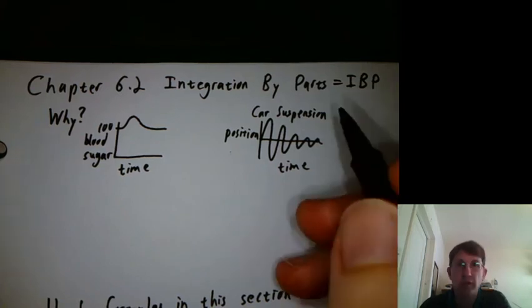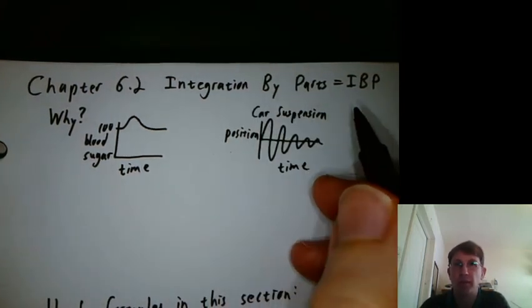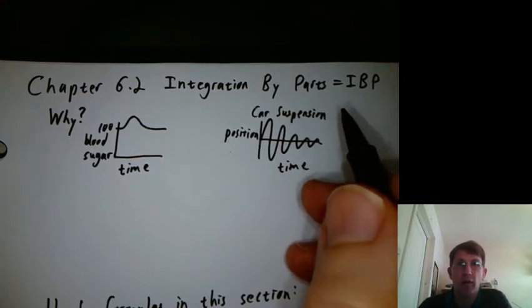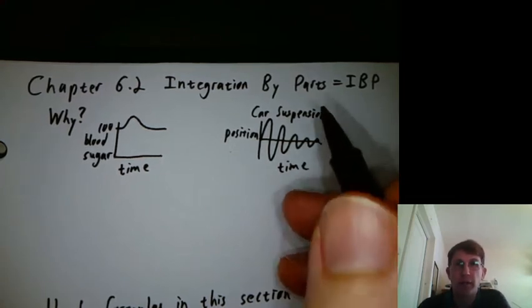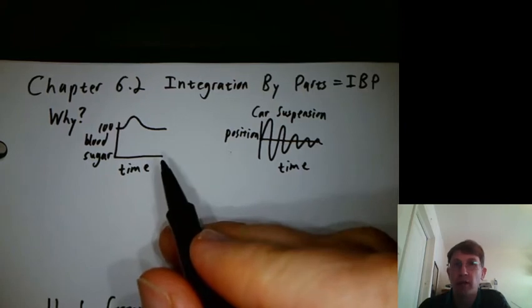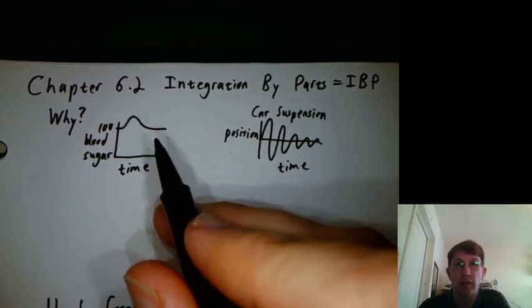Let's start chapter 6.2, which is called Integration by Parts, which we'll abbreviate as IBP a lot. Why should we care about integration by parts? Well, here's two problems where we aren't yet able to integrate the functions.